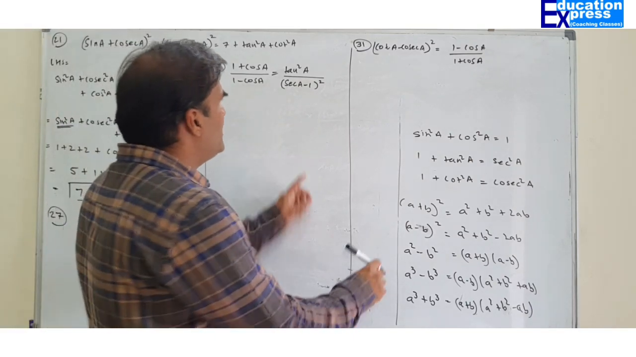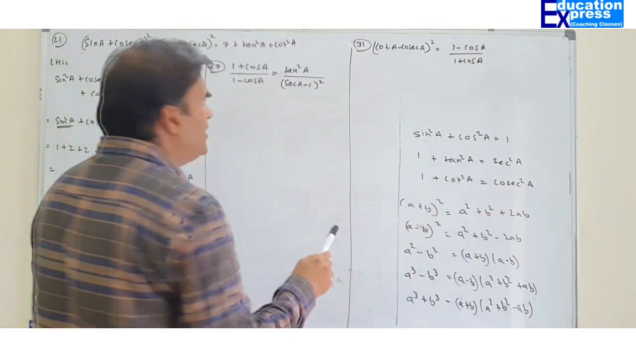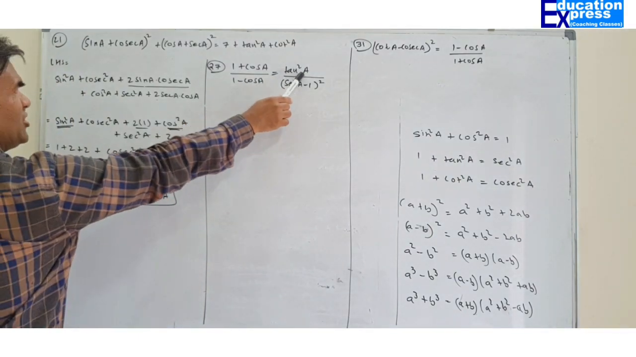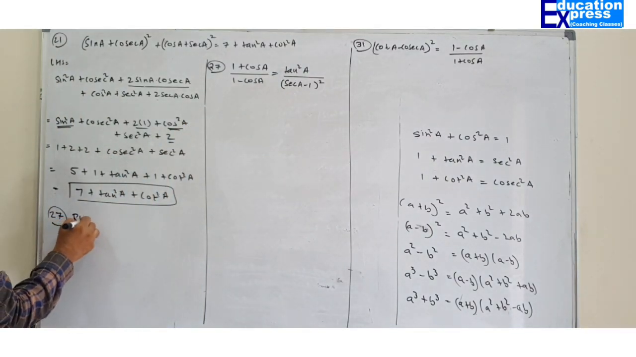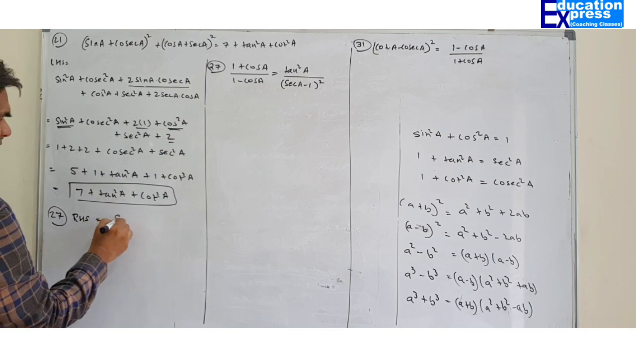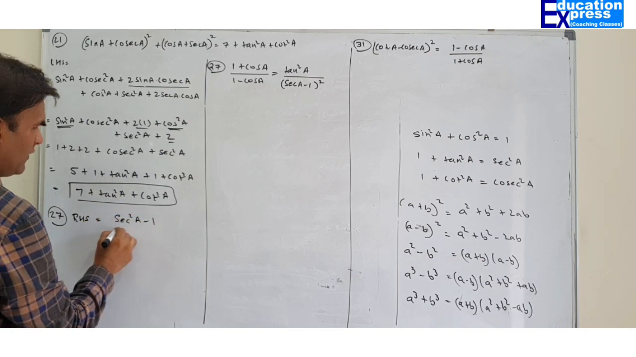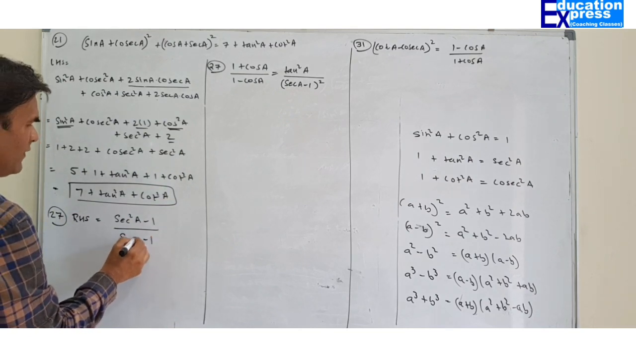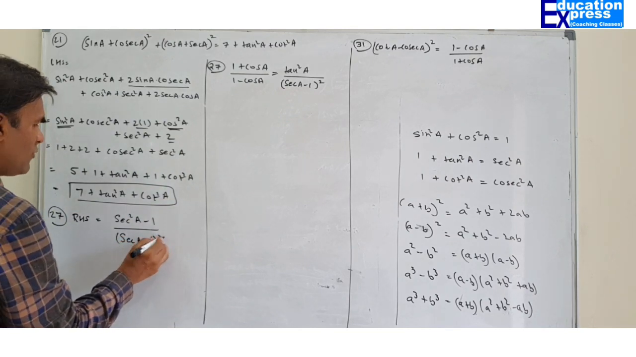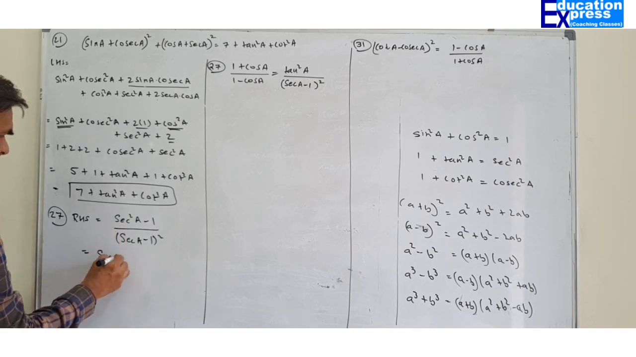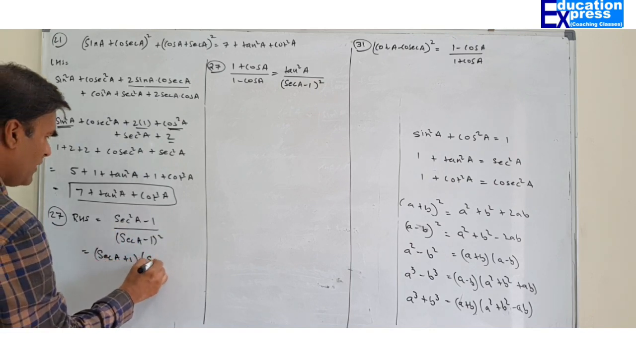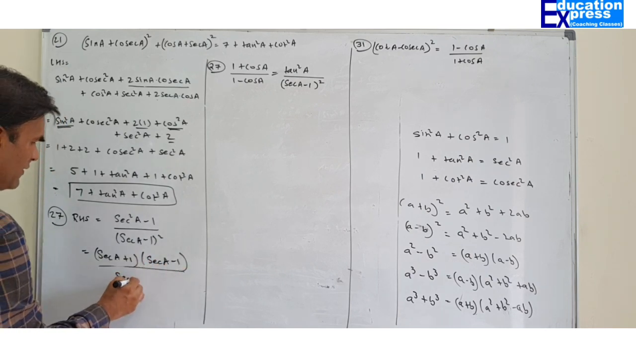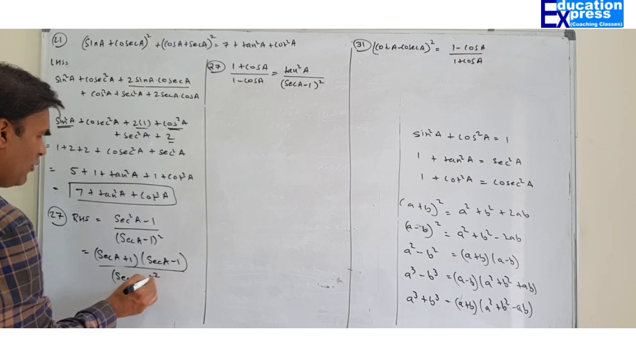What we can do is, if you notice, it's tan square a. Now tan square a can be written as sec square a minus 1. The top is tan square a, so I'll start with RHS. Tan square a can be written as sec square a minus 1. And we already have sec a minus 1, the whole square. This can be written as sec a plus 1, sec a minus 1 upon sec a minus 1 the whole square.